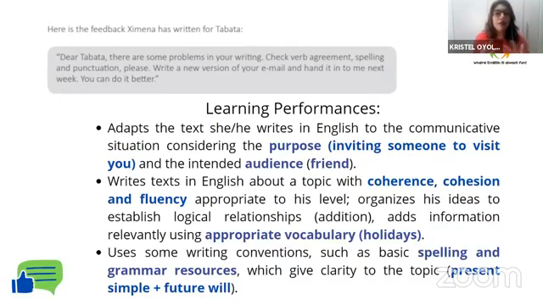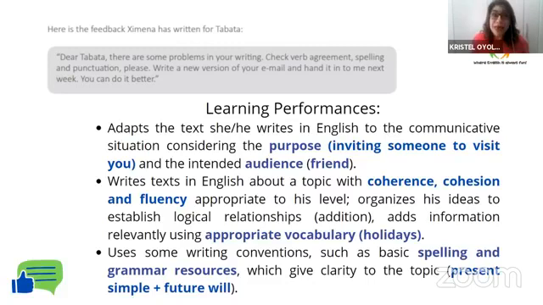Okay, so one more time, I read it. Adapts the text. She or he writes in English to communicate the situation considering the purpose. What is the purpose? Inviting someone to visit you, and the intended audience, a friend. Try to remember, she did it or not? Some of you are answering me. Thank you, Carmen. Thank you, Lulu. Thank you, Marcelo. You are saying yes. Yes, actually she did it right.